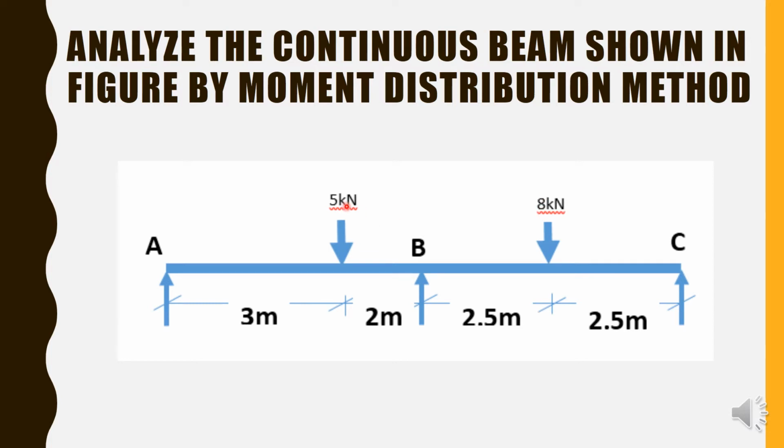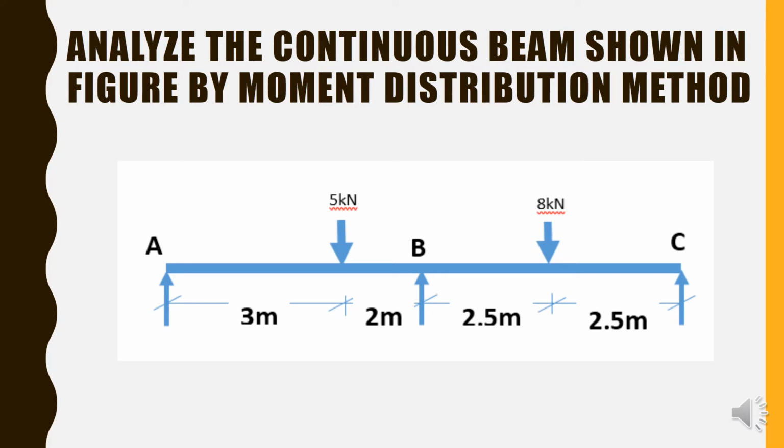So the 5 kilonewton load is placed at a distance of 3 meters from point A and 2 meters from point B, whereas the 8 kilonewton load is placed at the mid position, at the same distance from either support. If you happen to recall, this is the formula to calculate the fixed end moment. For AB and BC it will be different, because the 5 kilonewton load is eccentrically placed, whereas the 8 kilonewton load is placed at the center.